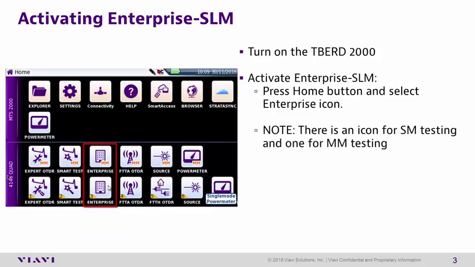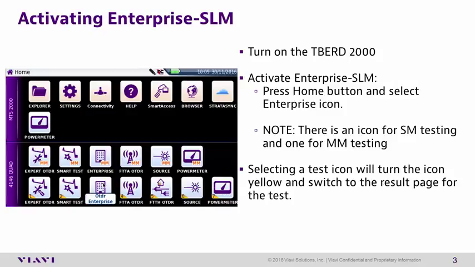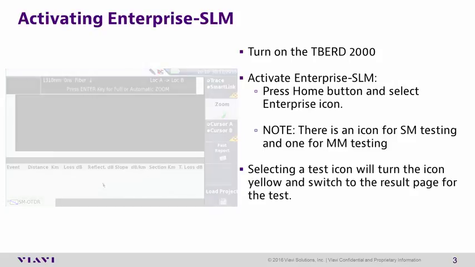Note there are two icons, one for single mode and one for multi-mode testing. You must select the appropriate icon for the test you're trying to run. Selecting the test icon will turn the icon yellow and switch to the results page for that test function.